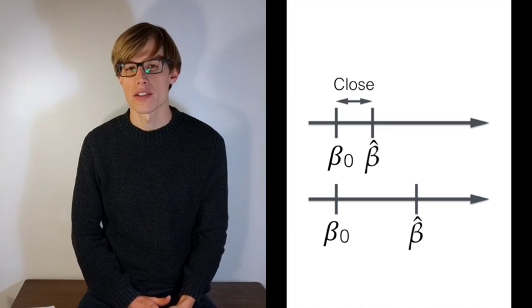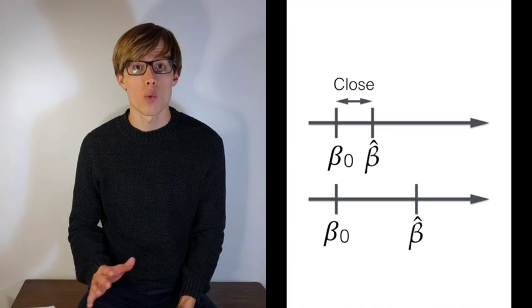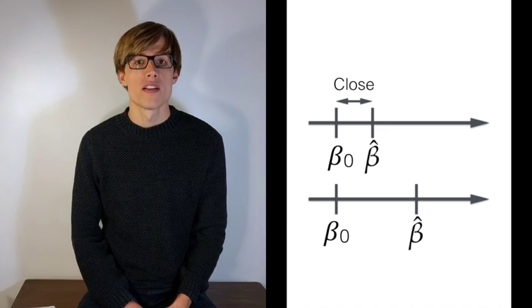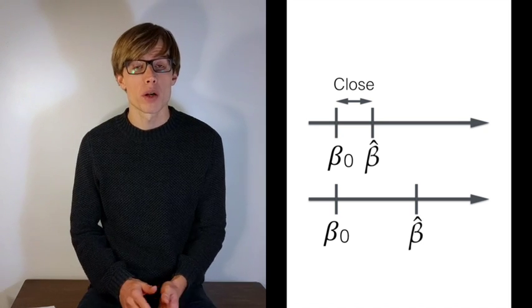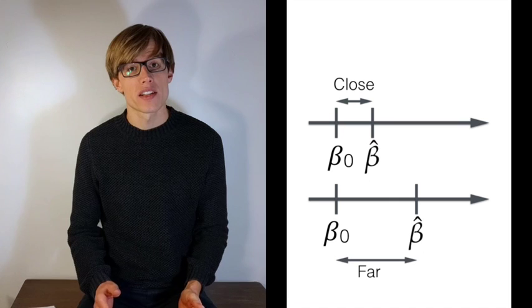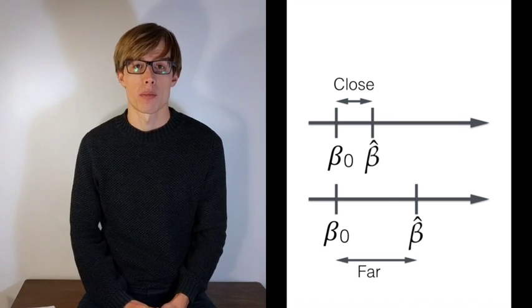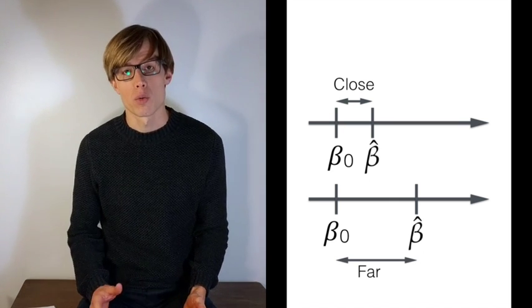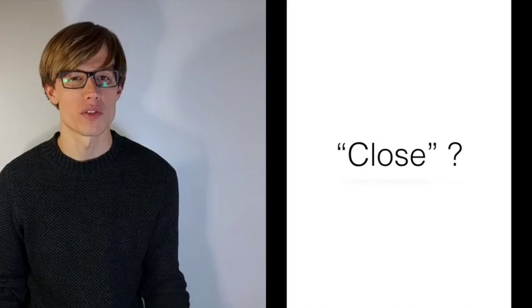If, on the other hand, beta hat is far away from beta 0, then we suspect that beta probably also is far away from beta 0. And in this case, we do reject the hypothesis that beta is equal to beta 0. The only problem with this idea is that we haven't really defined what we mean by close.